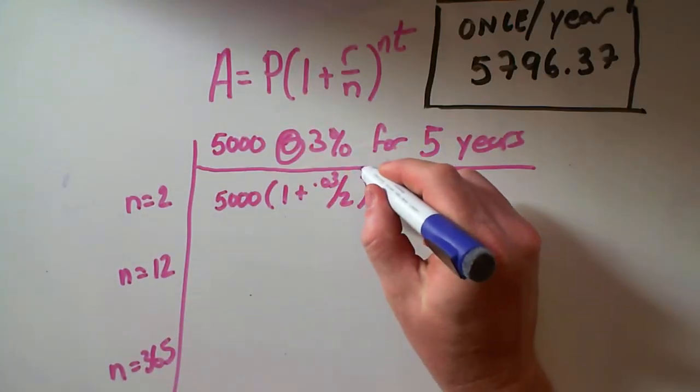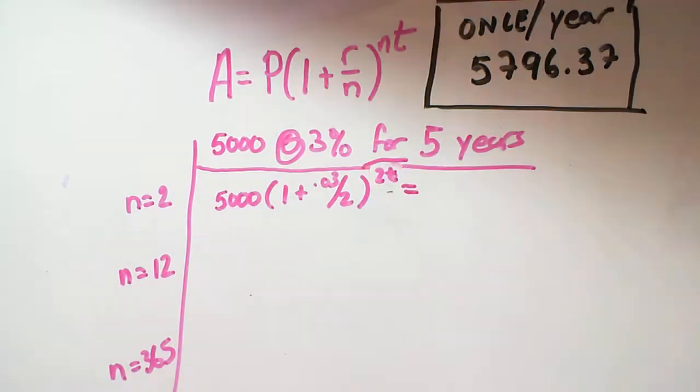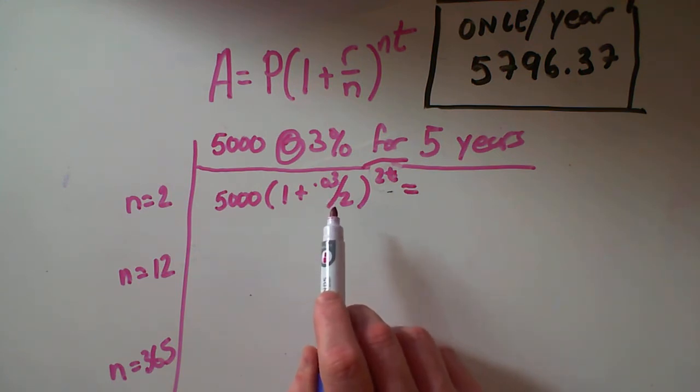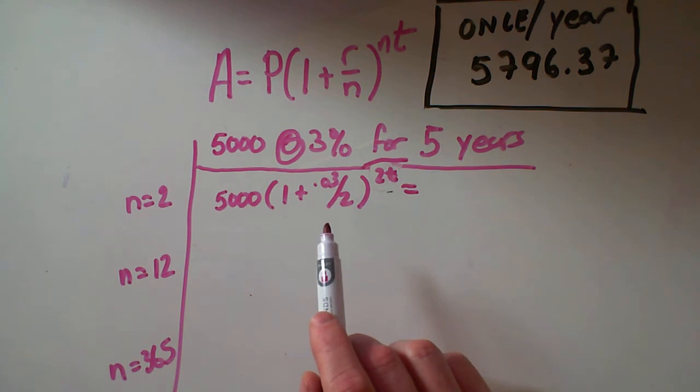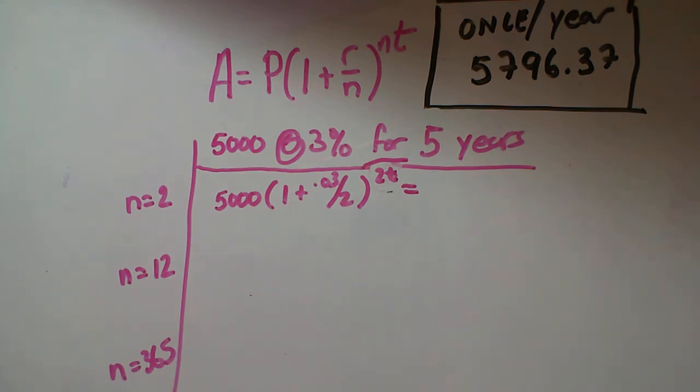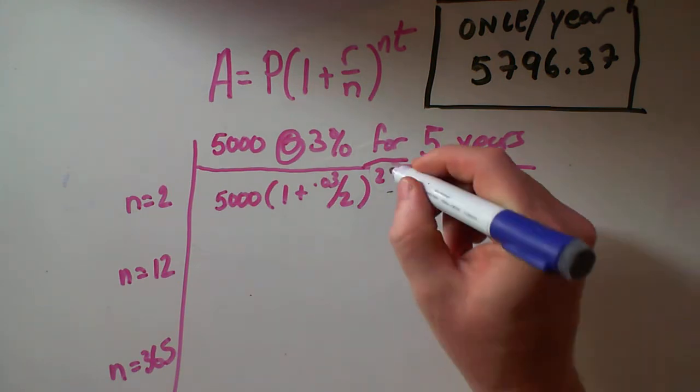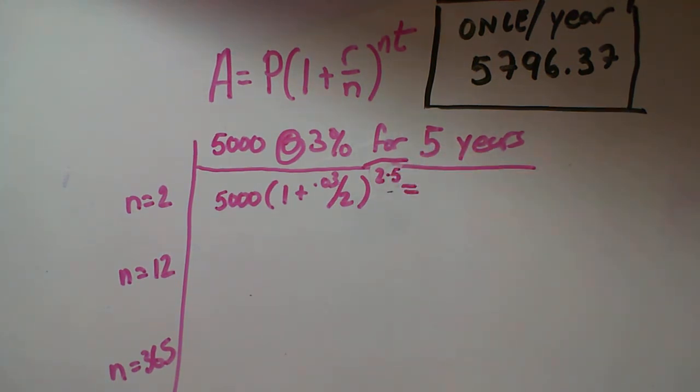Now notice what's happening. Our percentage, instead of getting 3%, we're getting 1.5%. But we're getting 1.5% twice per year. So that first time you get the 1.5%, it's on the $5,000. But the second time you get the 1.5%, you've got that little bit extra that you got off of it the first time. So since we are doing it 5 years, instead of 2 to t, we're going to go 2 times 5. So I'm going to plug that in my calculator.